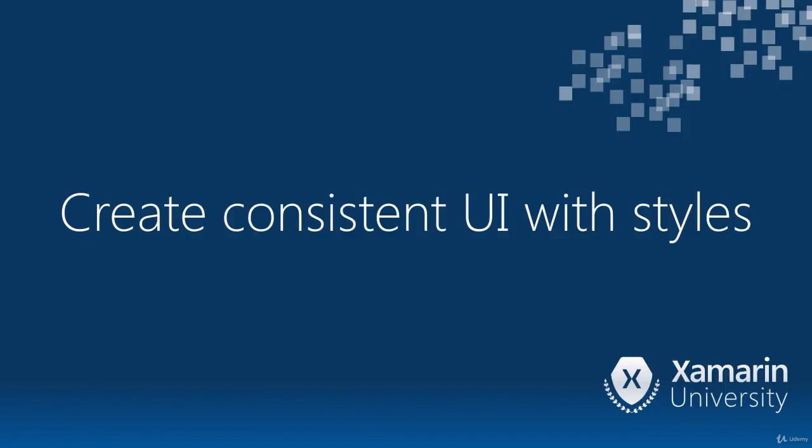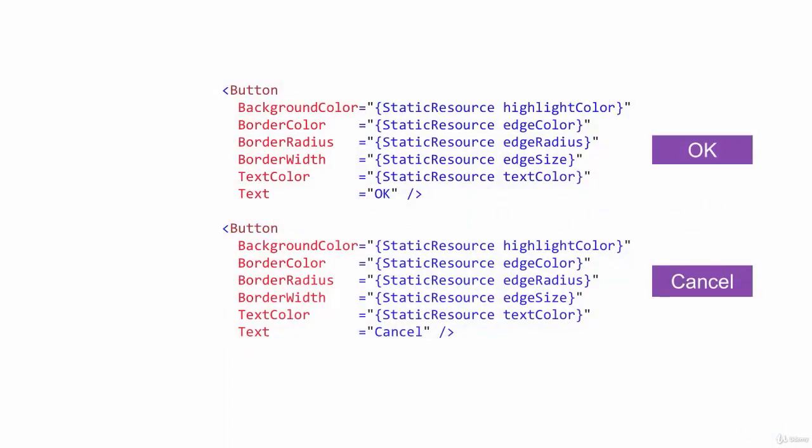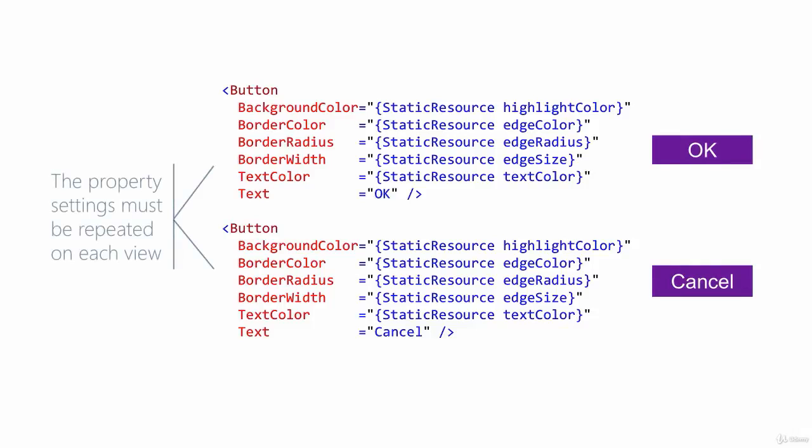Resources are great to avoid hard-coded duplicate values in your XAML. However, they can be tedious to apply. Each property value needs to be assigned individually, which yields cluttered, verbose XAML. Notice in this example, we're setting the same 5 properties on each of the buttons. We are using resources for the values, so we don't have repeated hard-coded values. However, the property settings are repeated across these 2 buttons.